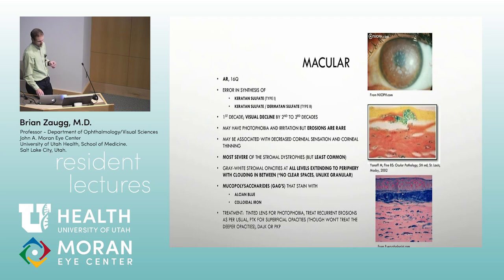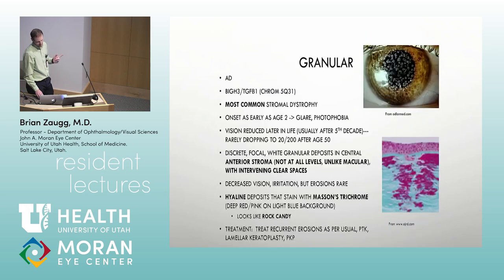Macular's mushy. So macular has what? Polysaccharides. Recessive. Alcian blue, always gets stained. So there's the granular and the stain for it.